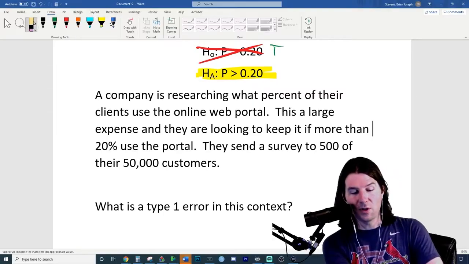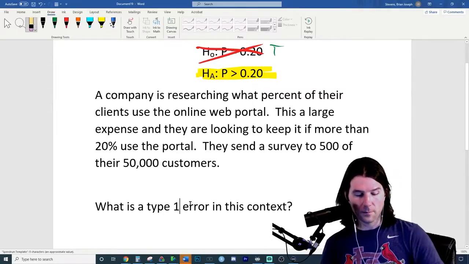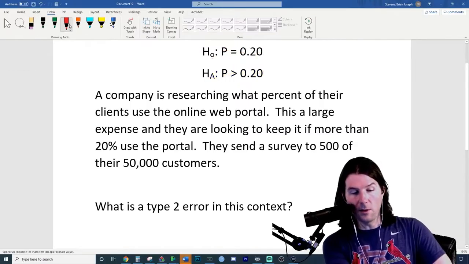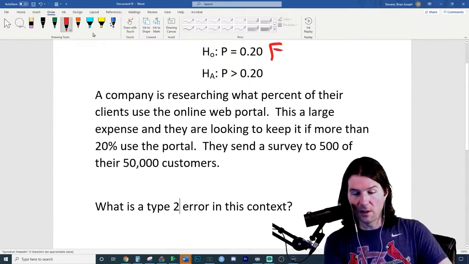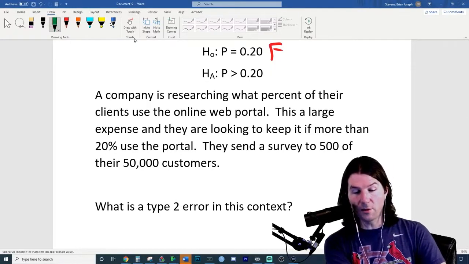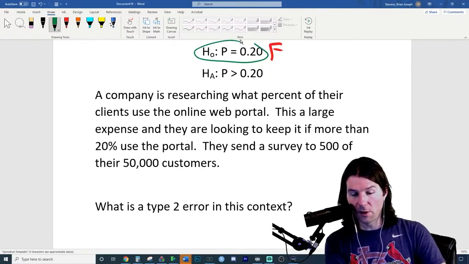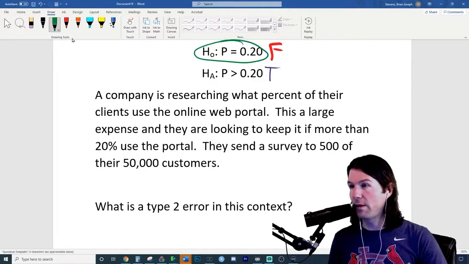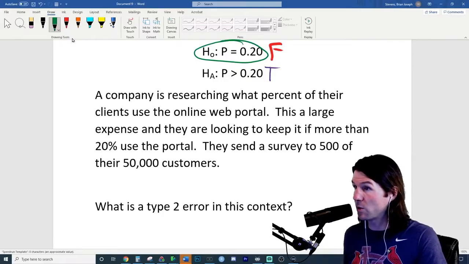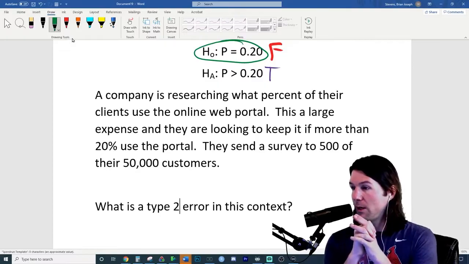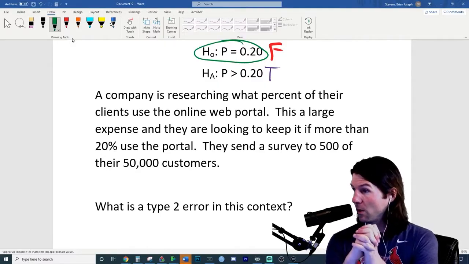But what is a type 2 error? So remember, in a type 2 error, the null is what? This is where the 2 comes in. The null is false. There's the 2. The null is false, but we fail to reject it, which means we're not going to reject it. So what is actually true is that more than 20% are using it. So the alternative is true right here.